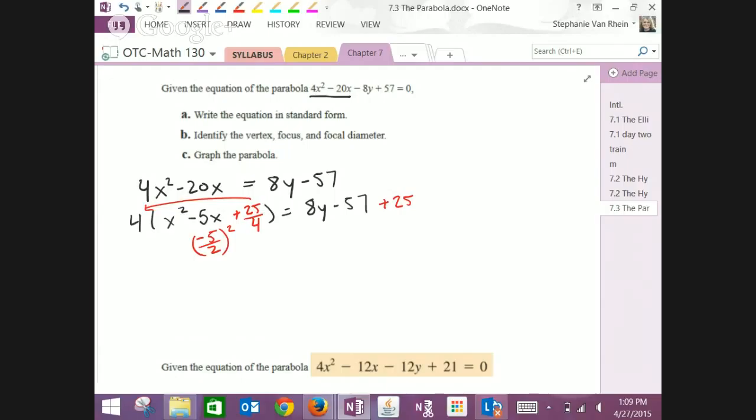So you don't put it over 4? You do put it over 4, but then you multiply it by 4. Right, because this 4 out front, I multiply it. It's actually just plus 25 here. I'm adding 25 over 4 inside the parentheses, but when I add it inside the parentheses, I'm really adding 4 sets of that.